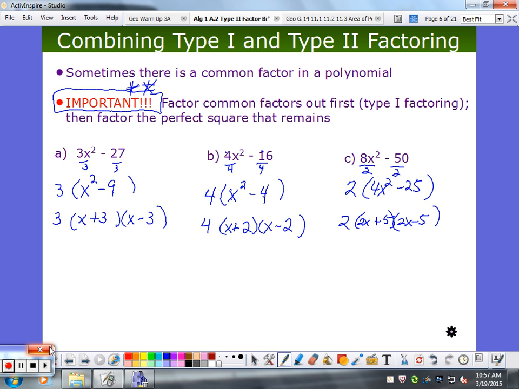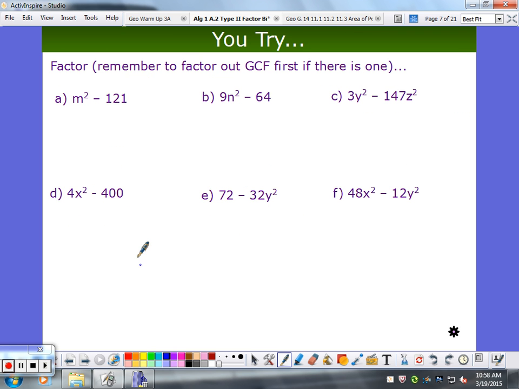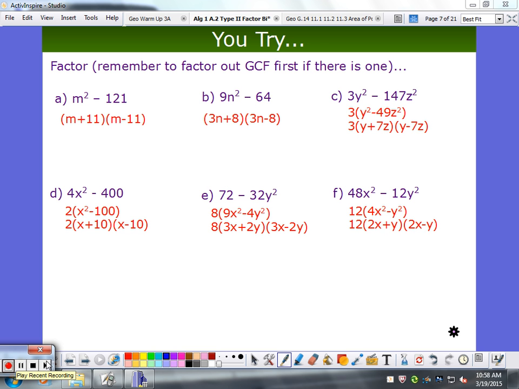Oh, we're getting to type 3. Love type 3. Real quick though, you try these. And I'm putting up answers if you want to check part 2. Look for the greatest common factor. If there is one, there may not be, but look for it, look for it, look for it.